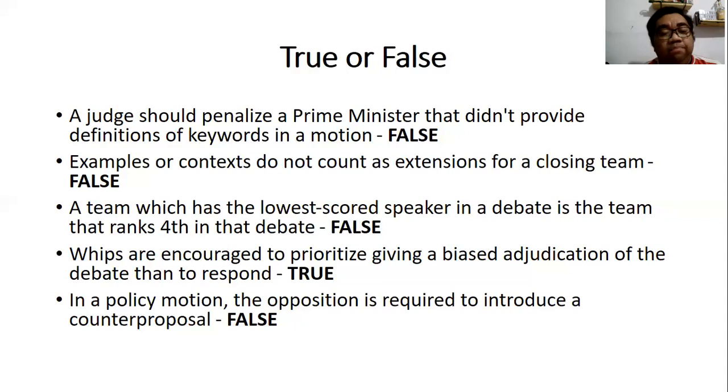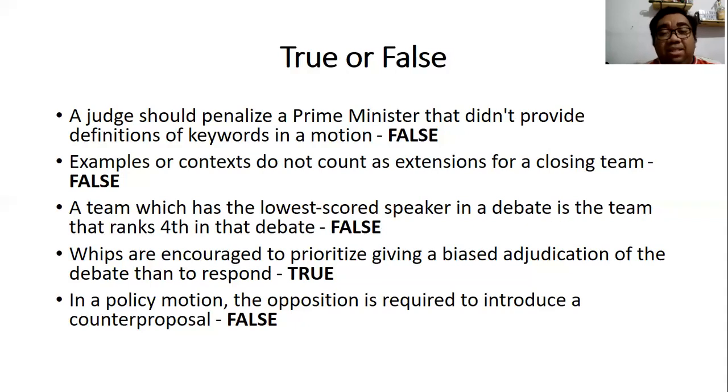Item number five: in a policy motion, the opposition is required to introduce a counter proposal. The answer to this is false. The only obligation of the opposition team is to oppose the motion. So the opposition team does not have an obligation to solve the problem.